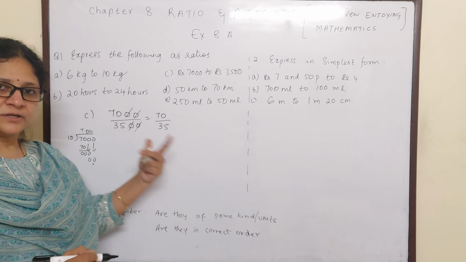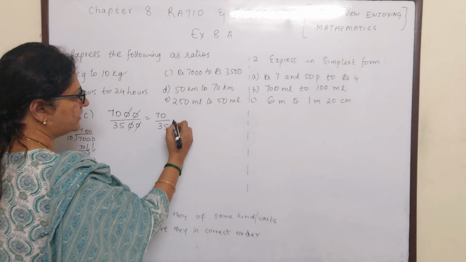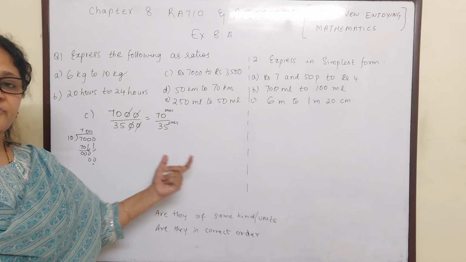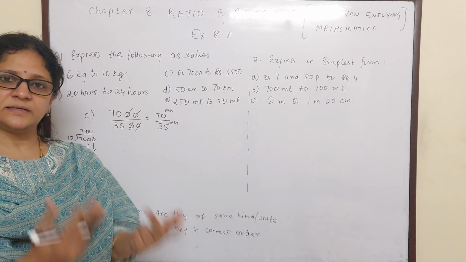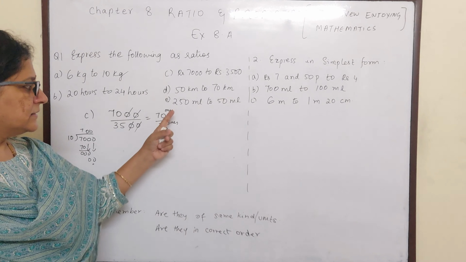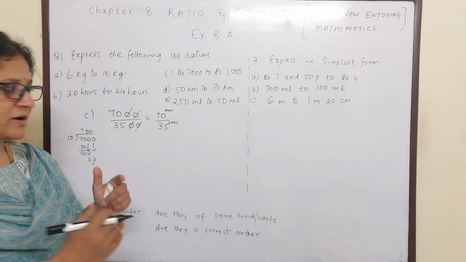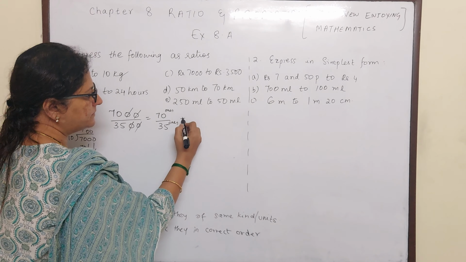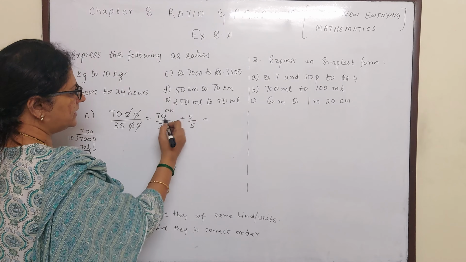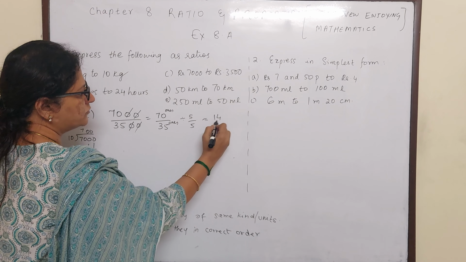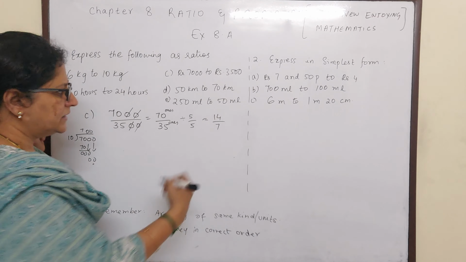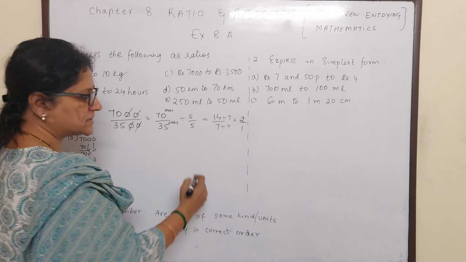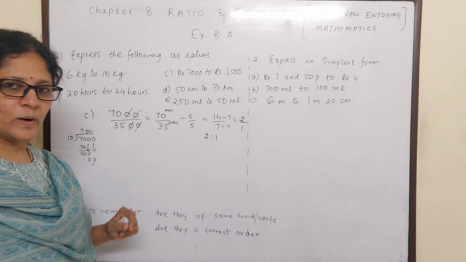So this can be further divided by a common factor 5. How? Because in the ones place 0 is there and in the ones place 5 is there. So if in the ones place 0 and 5 are there, that means it is divisible by 5. Remember children that it should be divided by a common factor. You cannot divide this by 10 and this by 5. No. It should be divided by the same number. So if you divide it, you will get 5 fours are 20, 5 sevens are 35. Then divisible by 7, 7 twos are 14, 7 ones are 7. So your answer is 2 is to 1.